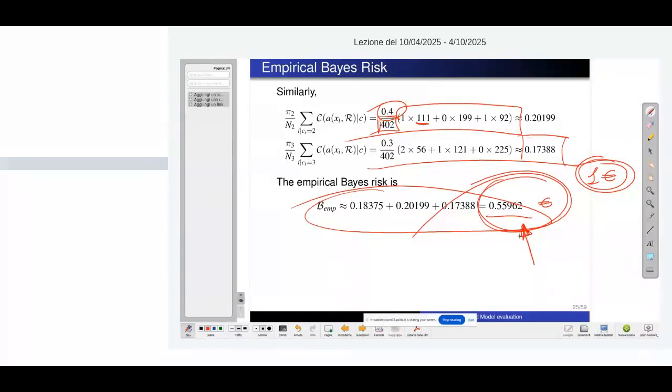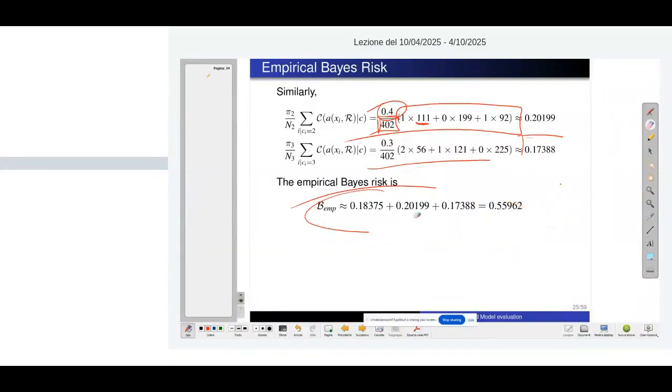So, of course, when I use the classifier, I have some gain that comes from the fact that I'm using the classifier at all. But that's another matter, it's not of interest for us. This is the cost of my errors.